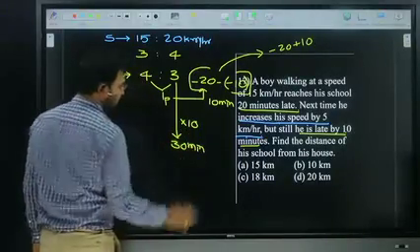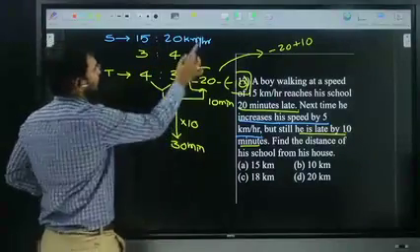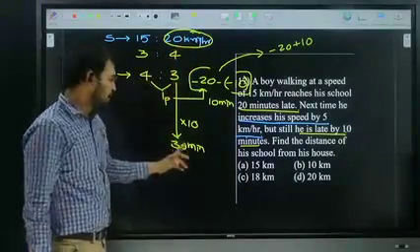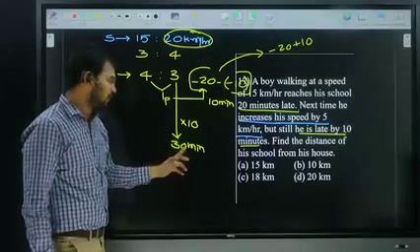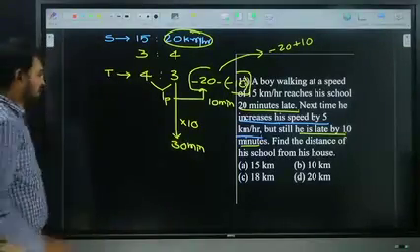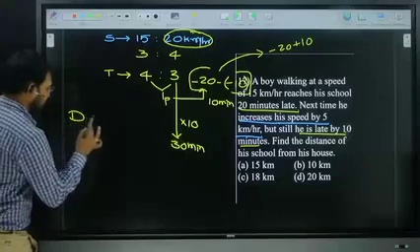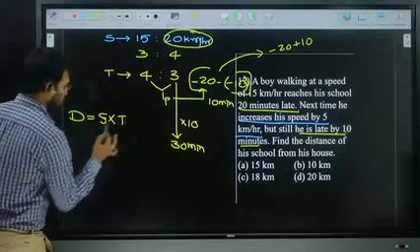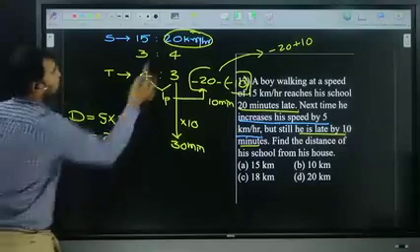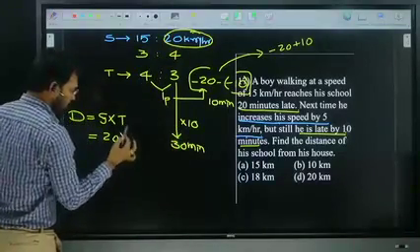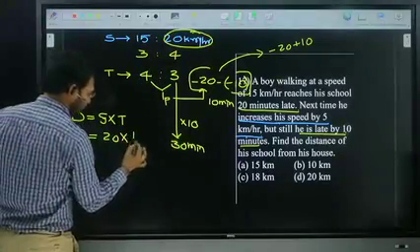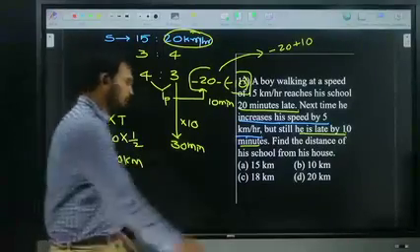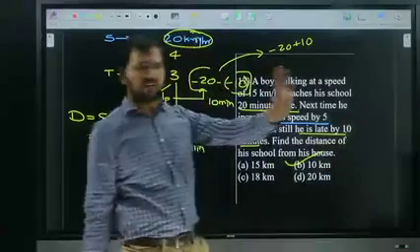So whenever he travels with 20 km per hour, it will take 30 minutes. 30 minutes is nothing but half an hour. They are asking for distance. Distance is nothing but speed into time. Speed is 20 km per hour and time is half an hour. Therefore distance is equal to 10 kilometers. So this question is very, very important.